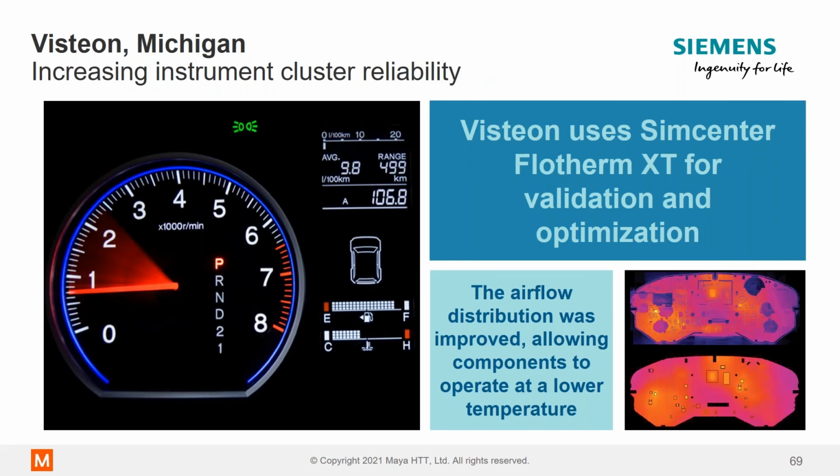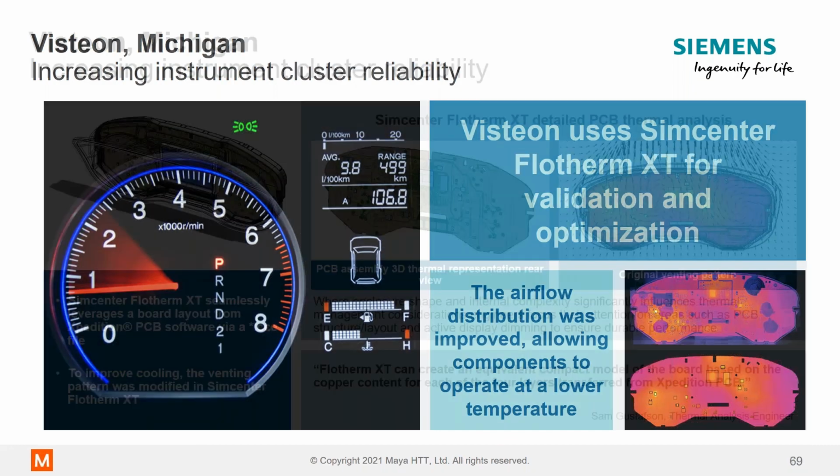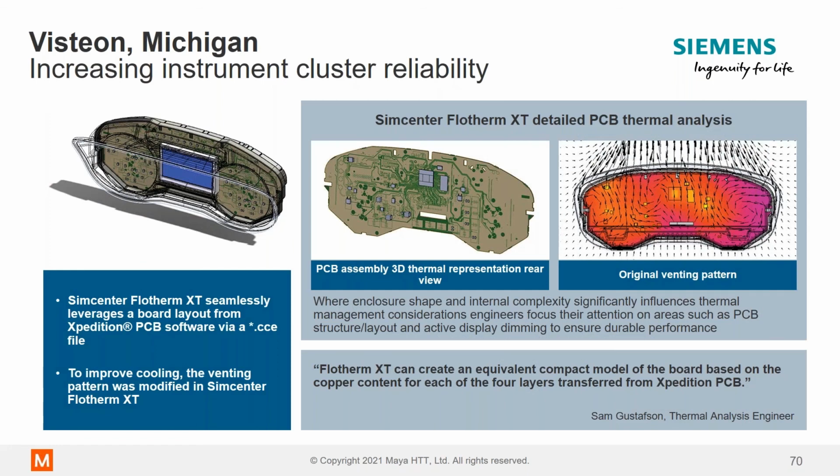Last one, Visteon in Michigan. Again, if you've stepped into any new car recently, you'll see that all the dashboards are moving towards digital, right? No more mechanical dials, everything is LCD. And again, the same requirements for long lifespan, redundant systems. You can't have the gauges failing on you. That can be catastrophic.